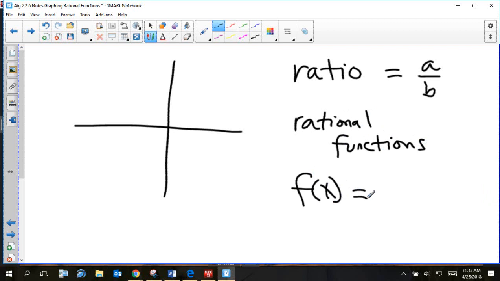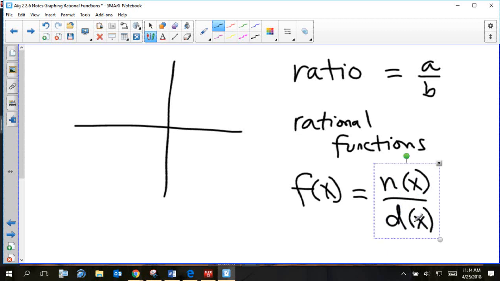what we have is a different equation on the top, so maybe n of x, divided by a different equation on the bottom, d of x. Can you guess why I called it n and d of x? Numerator and denominator! Good, you're so smart. That way if I'm talking about n of x, you know I'm talking about the numerator. If you look at that first page, there's a lot of symbols on that first page.